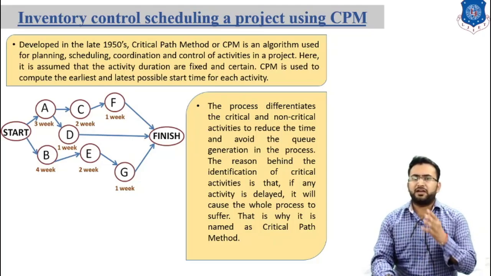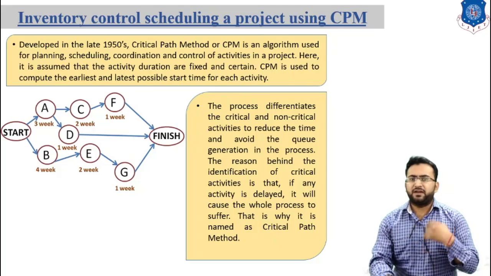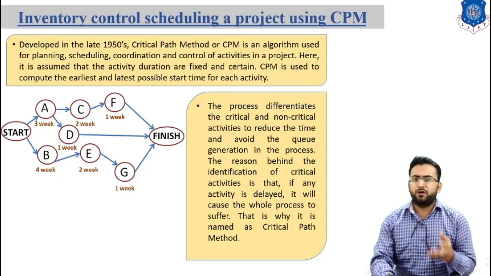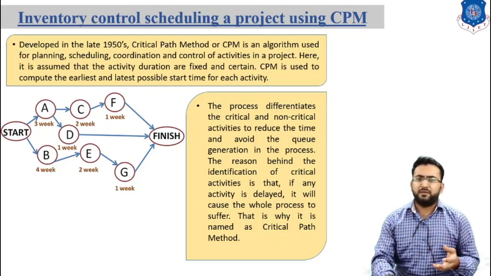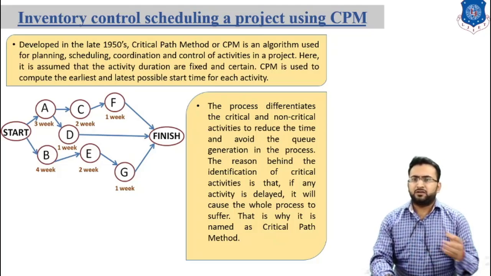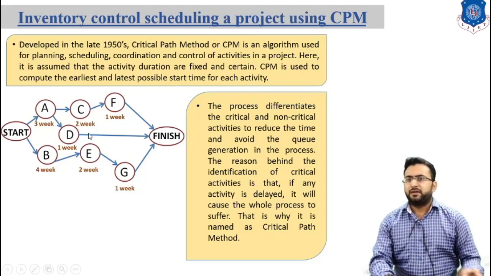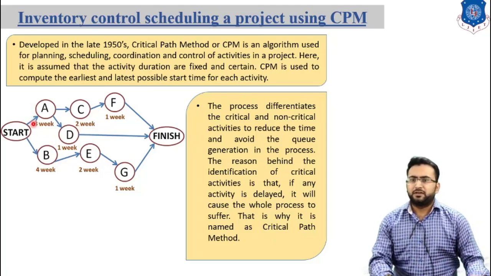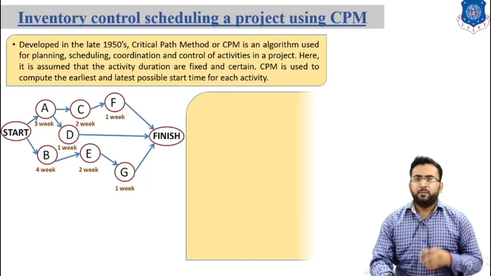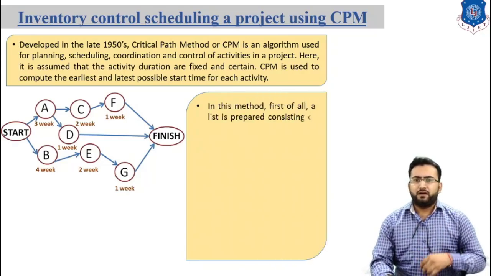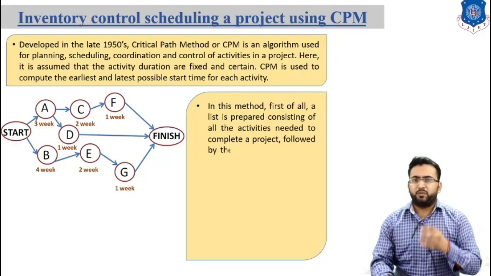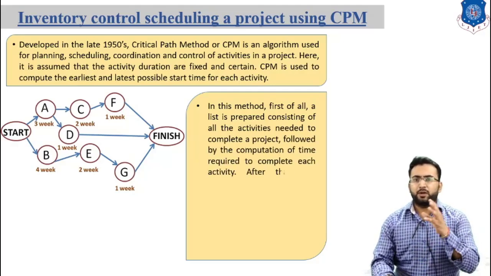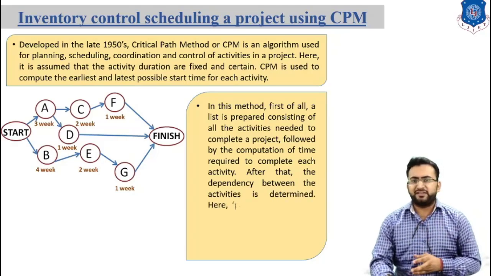The reason behind the identification of critical activities is that if any such activity is delayed, it will cause the whole process to suffer. That's why it is named a critical path activity. So let's consider this network diagram. In this network diagram, this represents an activity and this is the node. The network starts from the start node and finishes with this end node. In this method, we prepare a list consisting of all activities needed to complete the project, followed by the computation of the time required to complete each activity.